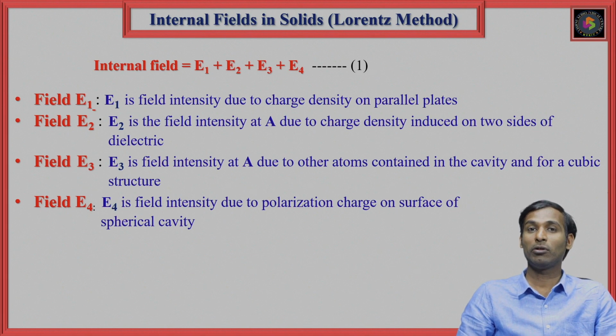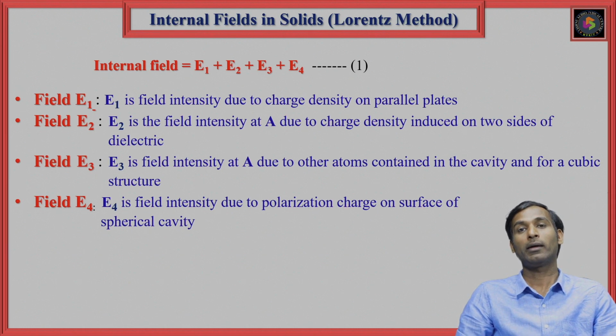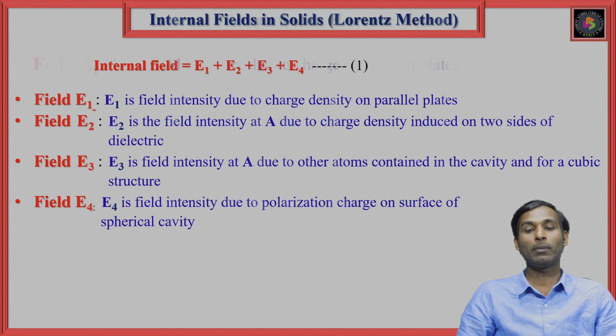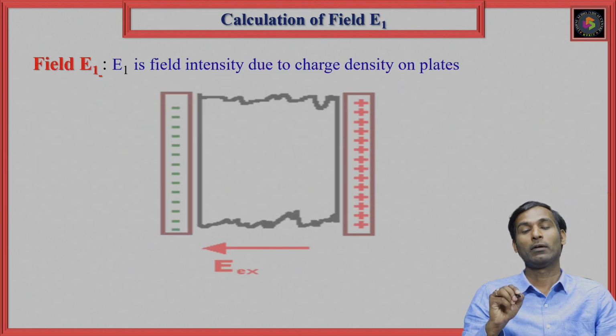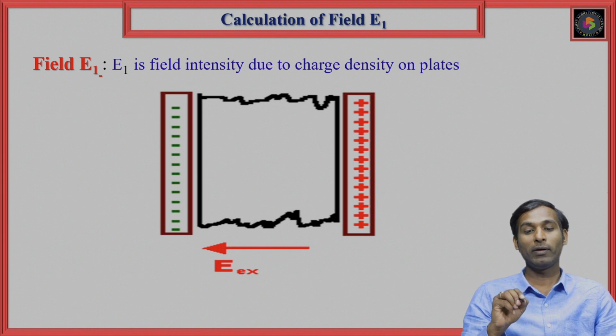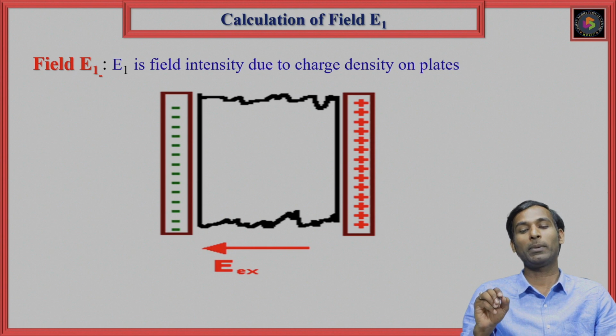Our aim is to calculate the local field of a dielectric material, or we can say it is the Lorentz field. Local field or Lorentz field. We are talking about the dielectric material, that is about the parallel plate capacitor. Now you can see the mathematical derivation part. How to calculate the field E1. What is E1? E1 is field intensity due to charge density on the parallel plate capacitor.